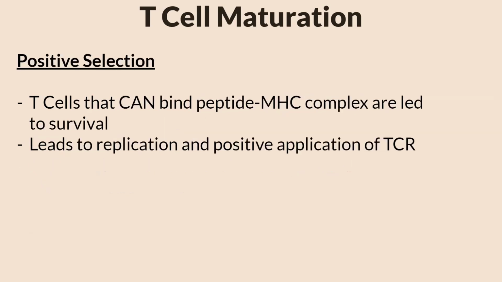And then you have positive selection. These are the T cells that can bind peptide MHC complexes. And so these are led to survival, so they constantly receive survival signals, and they are able to leave the thymus once they're mature. And this leads to replication and positive amplification of your TCRs. This is important because the odds of running into an antigen that you know from that 10 to the 18th power number is good. And most of your functional T cells are required to perform their job of not letting you die because of pathogen invasion. And so these are selected for, so positive selection.